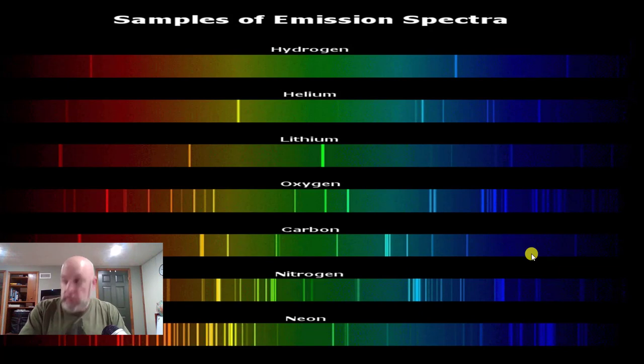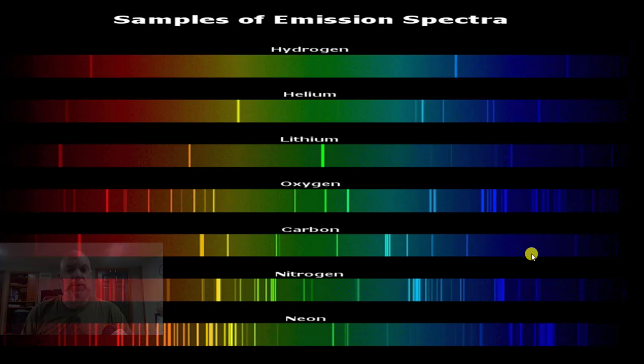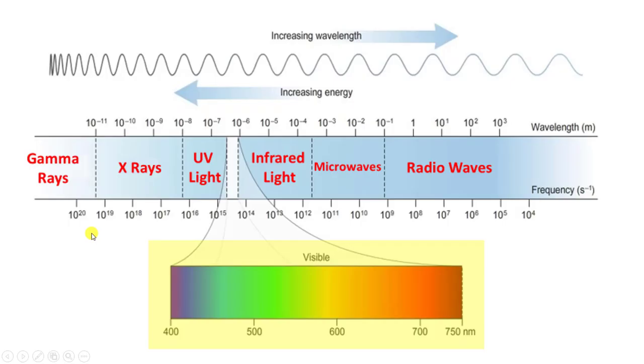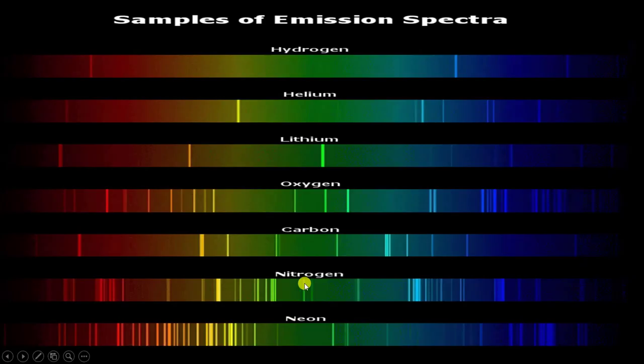Also, don't forget about the emission spectra lines. Just to review, remember every single element has an exact spectral fingerprint. So oxygen, for instance, will always look like that. Those lines will always be in those exact places, and we can mark them off. Here we go, 400 to 750 nanometers, and we could tell exactly where each line is, and it'll always look like that.